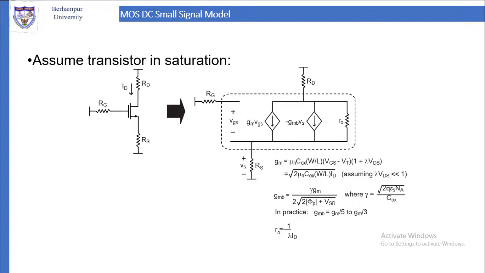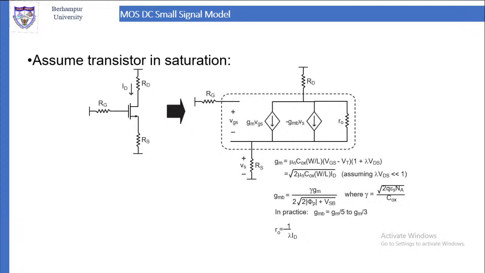Then there is another current source which is because of the VS, the voltage across the source. That is minus GMB into VS. This is the small signal equivalent circuit. Then the output of the transistor is R0. The current comes out through R0, so in the output we have a resistor, small r0.